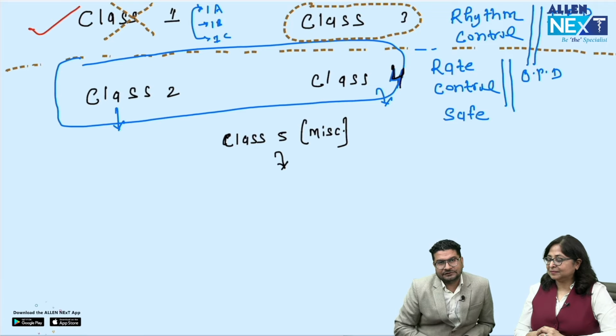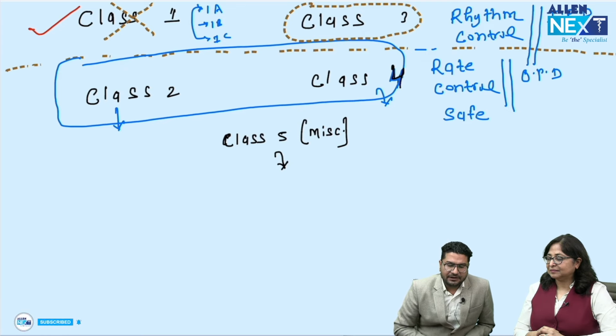Simple. So generally in MCQs, the options they give are amiodarone, ibutilide, lidocaine. Lidocaine is in class 1, and amiodarone, dronedarone, ibutilide are in class 3. Suppose they give you a patient who is having arrhythmia, and you discharge the patient on OPD basis. Which drug will you give?